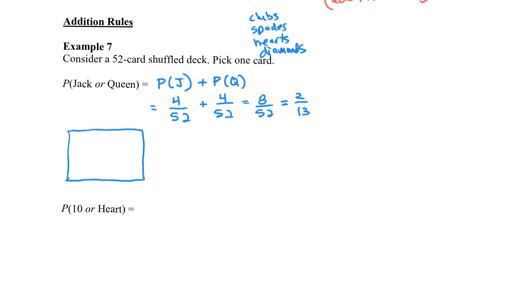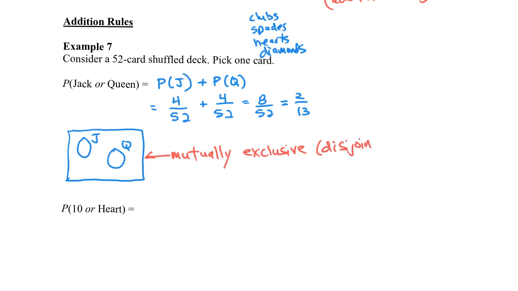So we've got jacks here, queens here, no overlap, right? 4 cards here, 4 cards here. There is no overlap. There is no card that is both a jack and a queen. So when there's no overlap, we can just add these together. These are said to be mutually exclusive, which we'll talk about in a minute. Well, let's talk about it right now. These are called mutually exclusive or sometimes they're called disjoint.